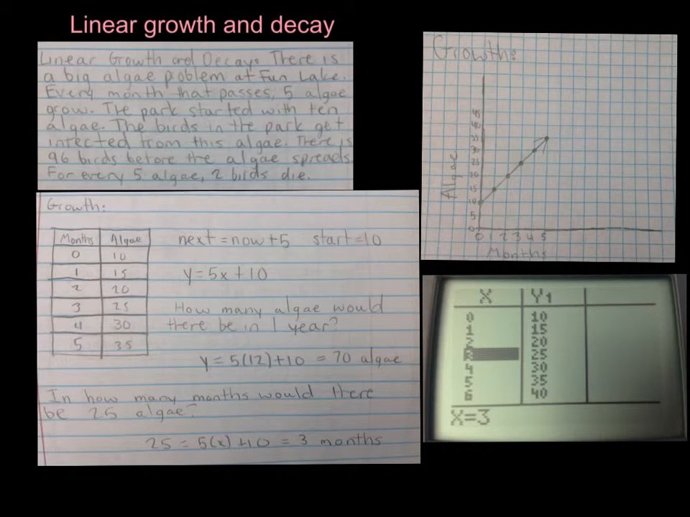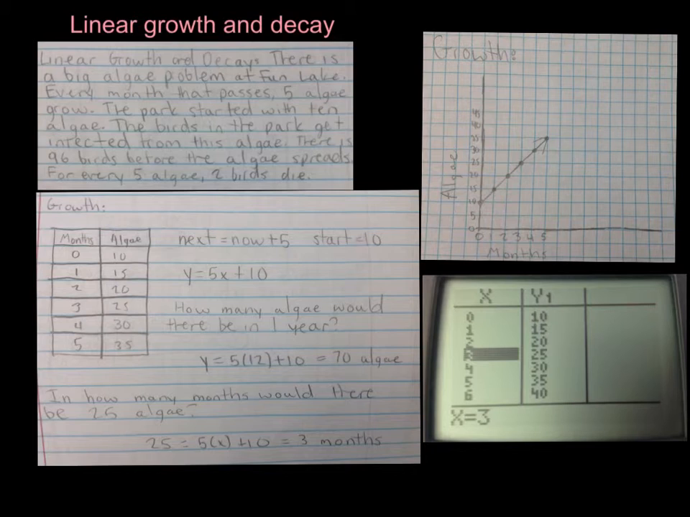And my first problem is how many algae would there be in 1 year? So you would plug in 12 for x because there's 12 months in 1 year, and the answer would be 70 algae. Then my second problem is, in how many months would there be 25 algae? So you would plug in 25 for y, and you would find that x is 3.